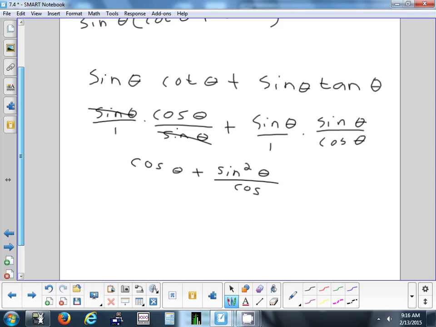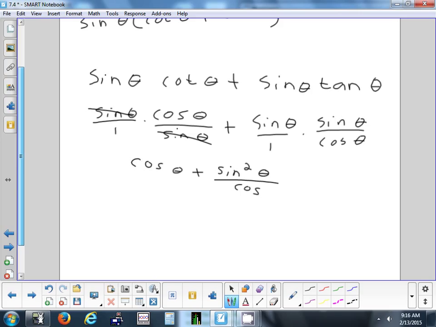When you say both of them, what do you mean? Both parts of the equation, the cosine and the sine squared over cosine. Okay, now why are you doing that? What's your thought? Because of the Pythagorean identity.